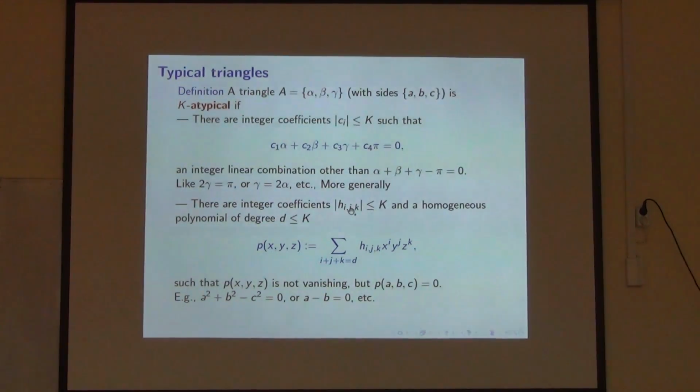So we call it atypical of degree k if we have a polynomial with small integer coefficients, which is not the zero polynomial, obviously, a non-vanishing polynomial, something like this. I hope you recognize that this is the orthogonal triangle. This is the isosceles triangle. So those are atypical triangles. Everything we learn about in school, those were atypical triangles. So typical triangles have no polynomial relation among the sides.